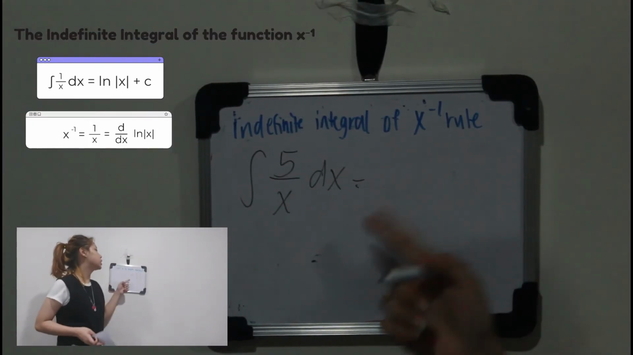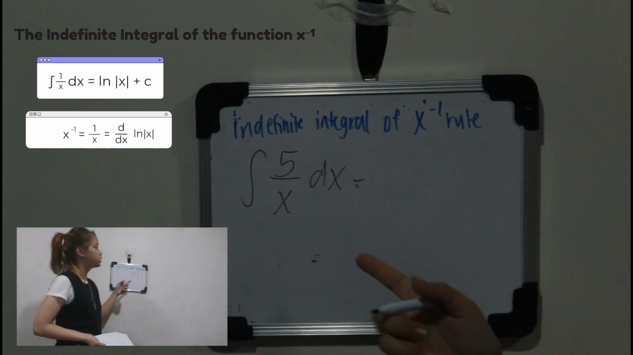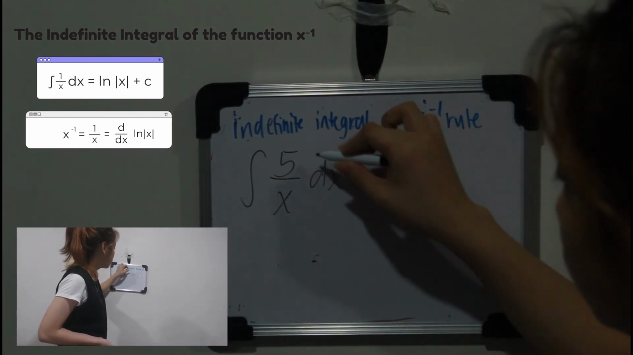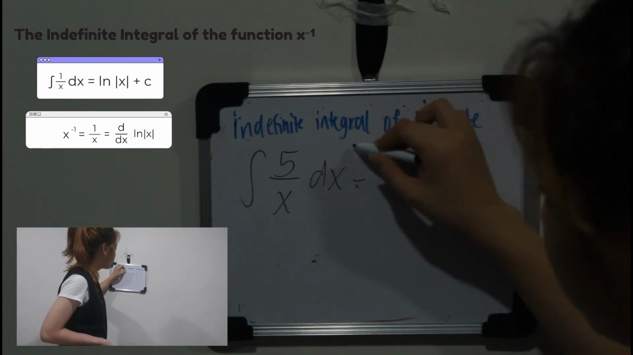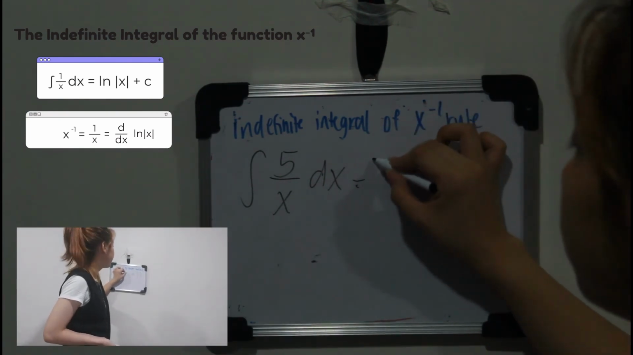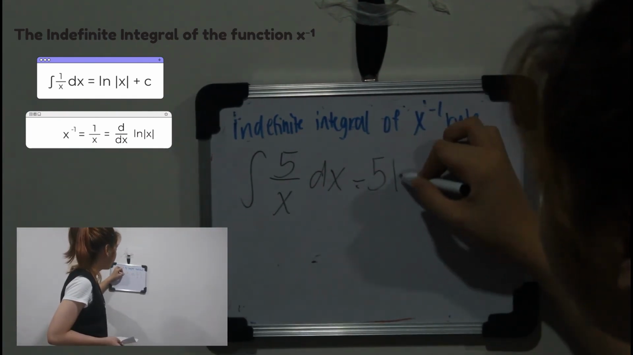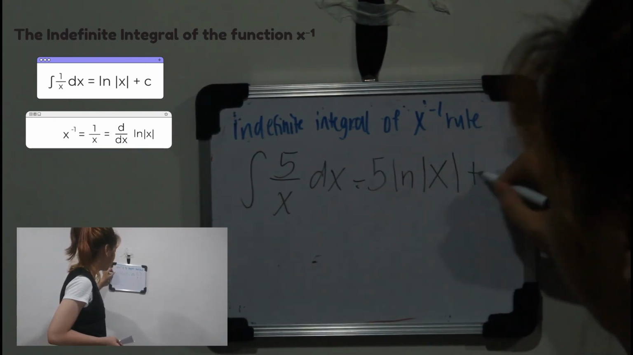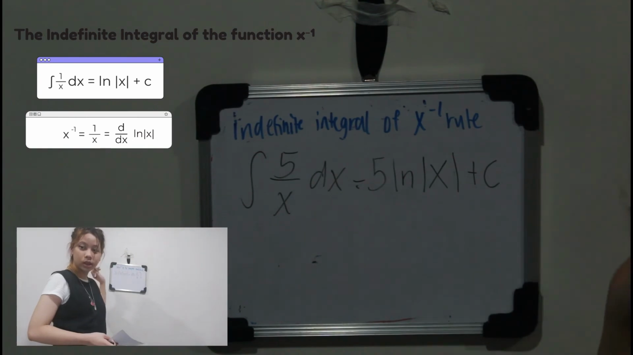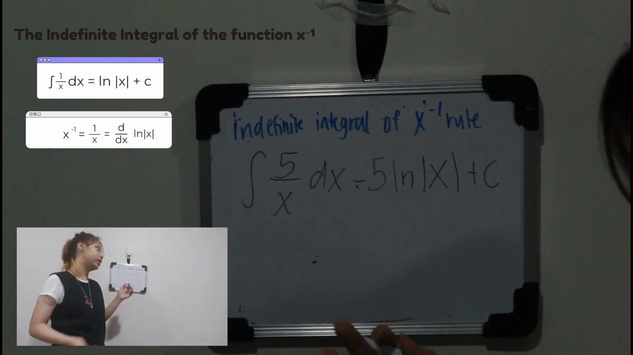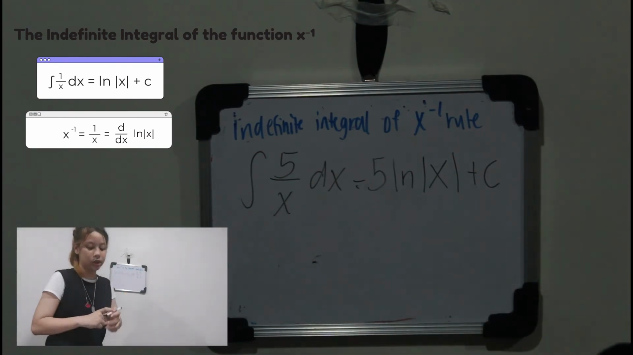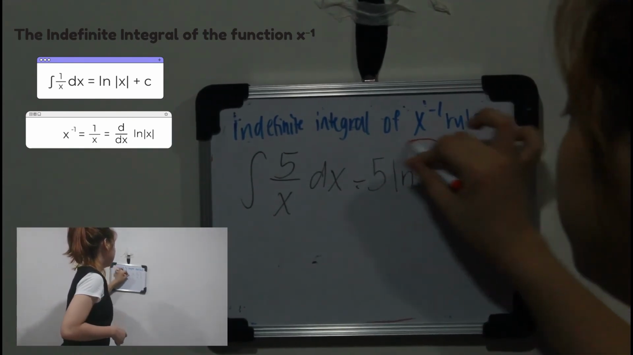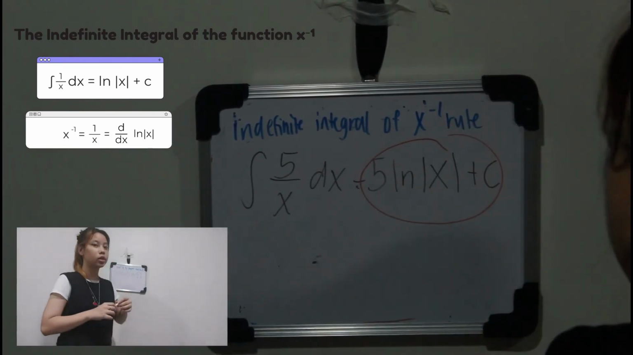So here is our example. Integration of 5 over x dx is equal to 5 times the natural log absolute value of x plus c. Then, yeah, it's already done. This is the antiderivative na ng equation natin. No problem.